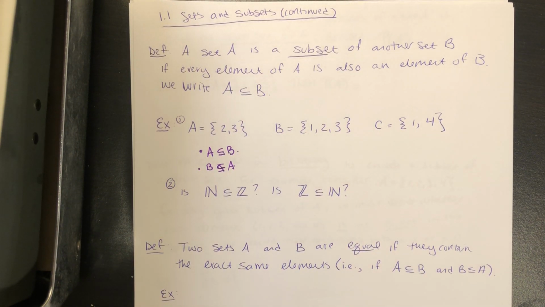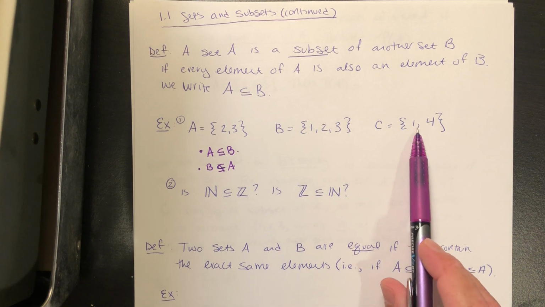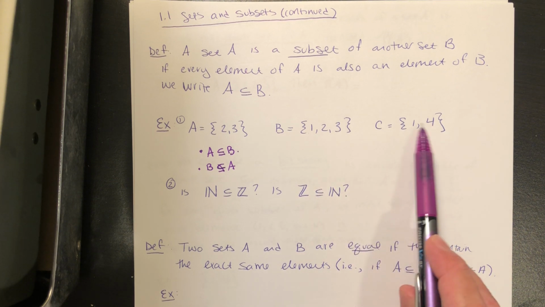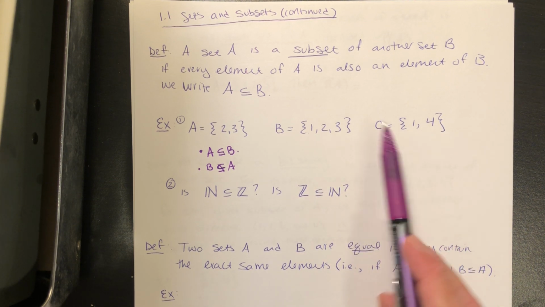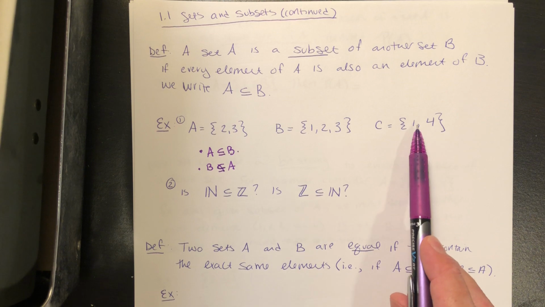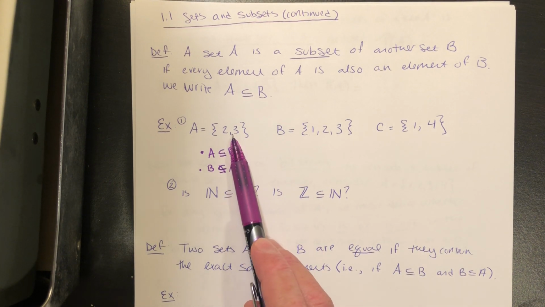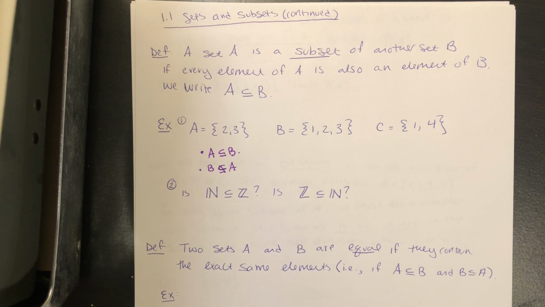All right, let's consider C. So C contains 1 and 4. Is that going to be a subset of either of these? Well, no, it's not a subset of B because it contains the element 4, which is not an element of B. And similarly, it contains a 1 and a 4. It really has nothing in common with A, so it can't be a subset of A either.